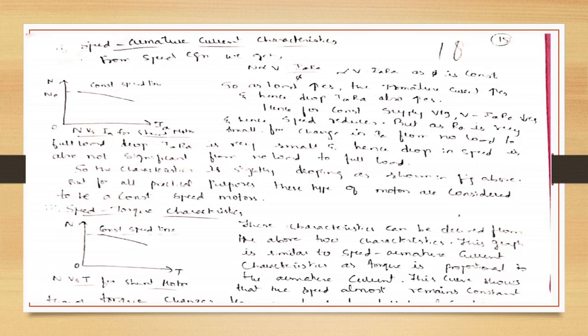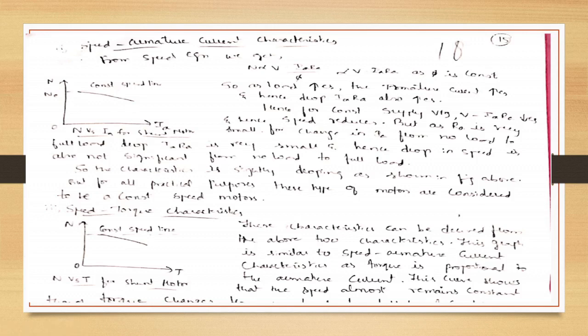Characteristics is slightly dropping as we can see in the figure. It is a little bit dropping here. This is a constant speed line. We are plotting a graph between speed on y-axis and armature current on x-axis. So we are getting a drop. Below this constant speed line, our speed is getting dropped. Practically, it is not a constant speed line, it is a little bit dropping.